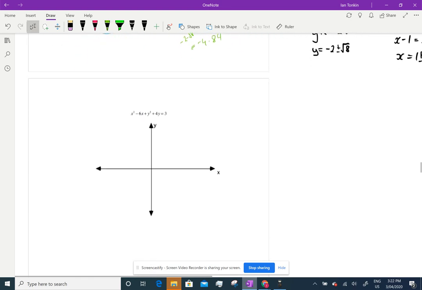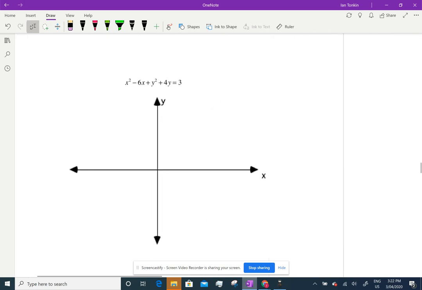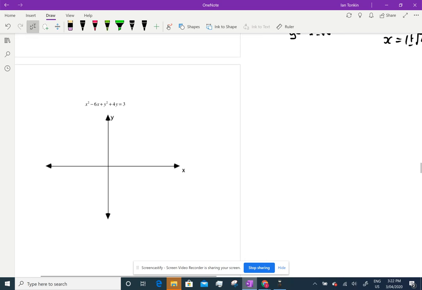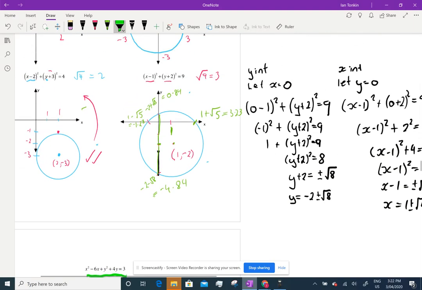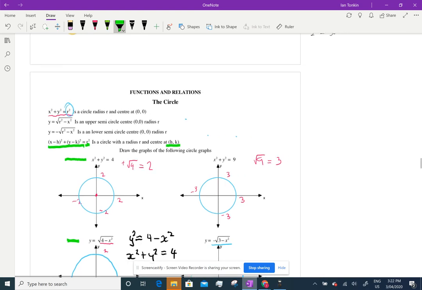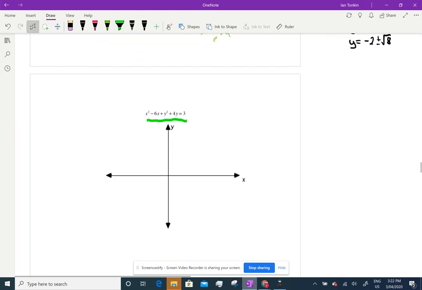I'm going to do this one, but realize that this is not going to exist in any of your tests or any of your work, but it's good to be able to do it. Some of the 5.3 students should be willing to give this a crack. So what do I need to do here? This is not in the form that I would like. I need it to be written as x minus h all squared plus y minus k all squared equals r squared. So here we go.